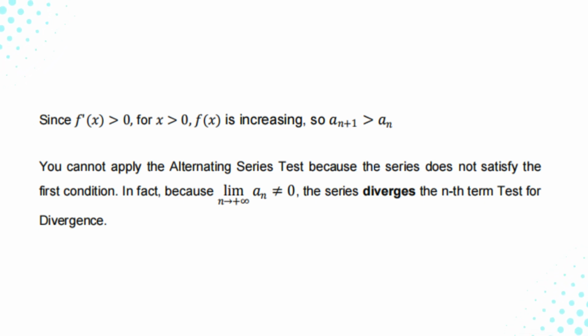Since f prime of x is greater than 0 for x greater than 0, the function is increasing. So a sub n plus 1 is greater than a sub n. You cannot apply the alternating series test because the series does not satisfy the first condition. In fact, because the limit of a sub n is not equal to 0 as n approaches positive infinity, the series diverges by the nth term test for divergence.